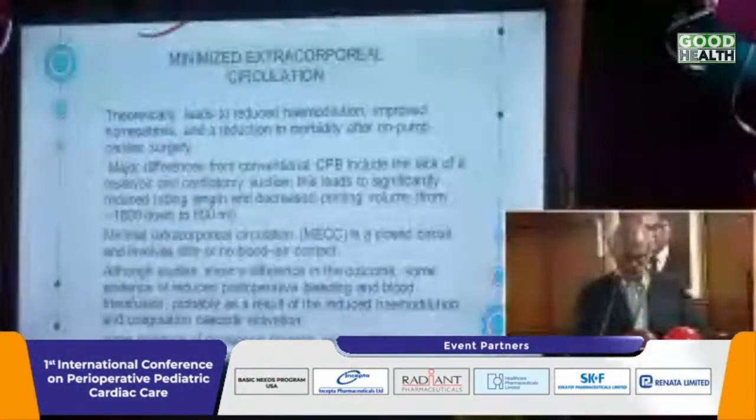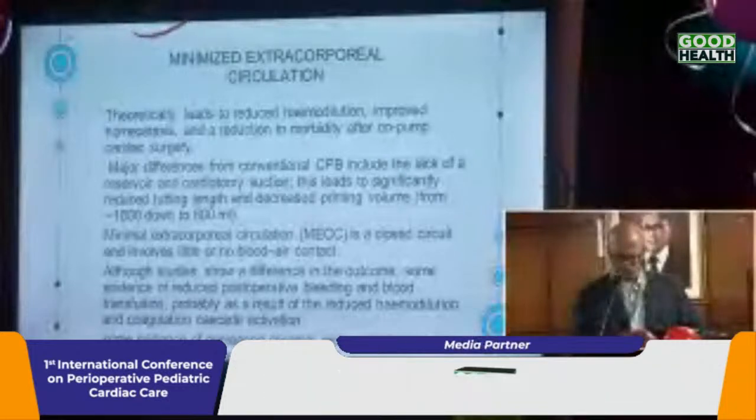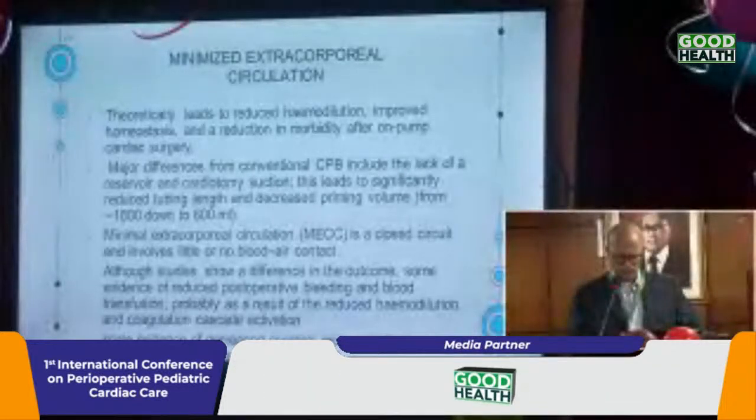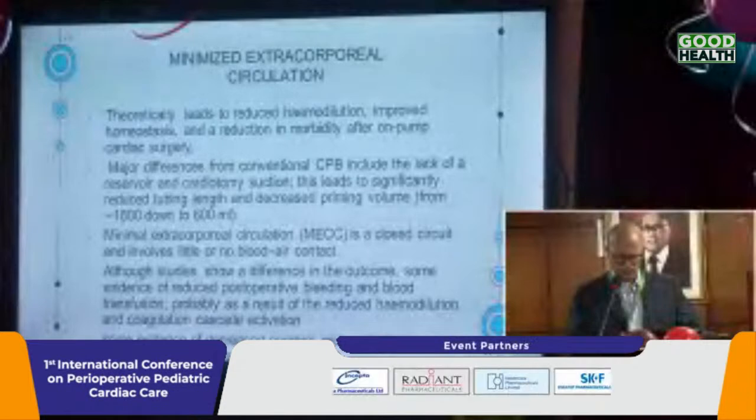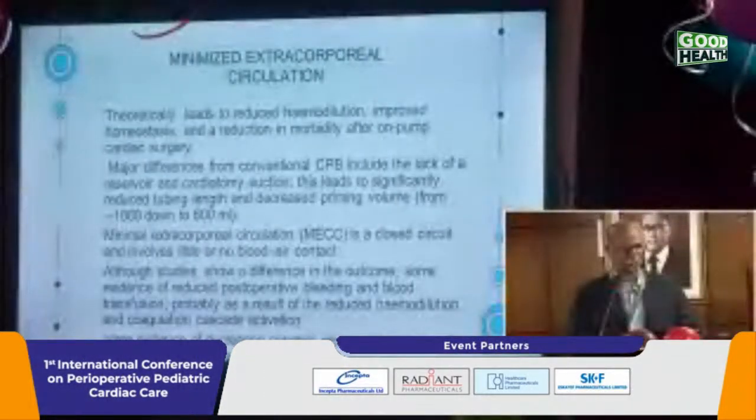Although studies show a difference in the outcomes, there is some evidence of reduced postoperative bleeding and blood transfusion probability as a result of reduced hemodilution and coagulation cascade activation.